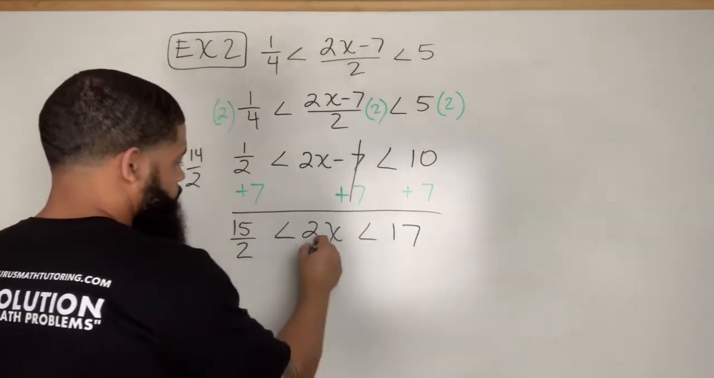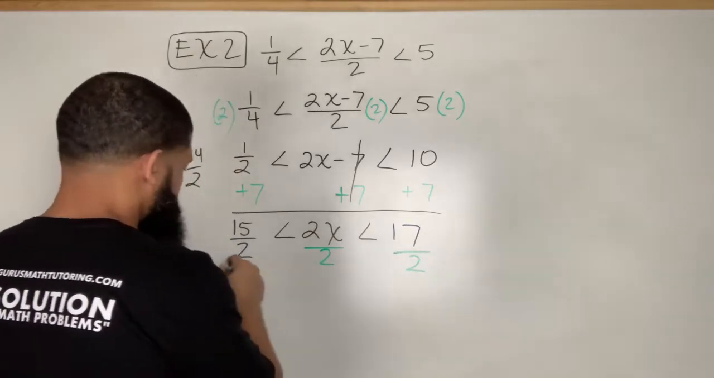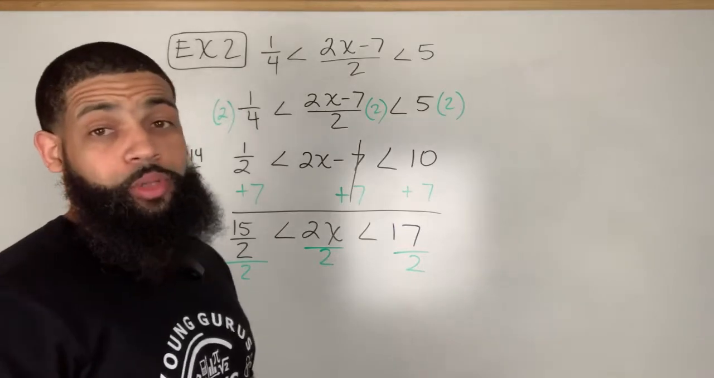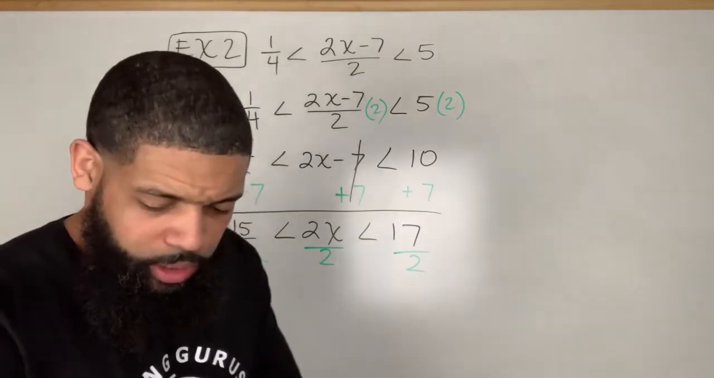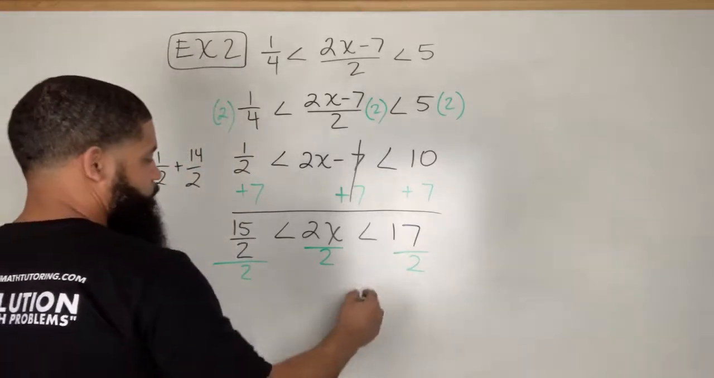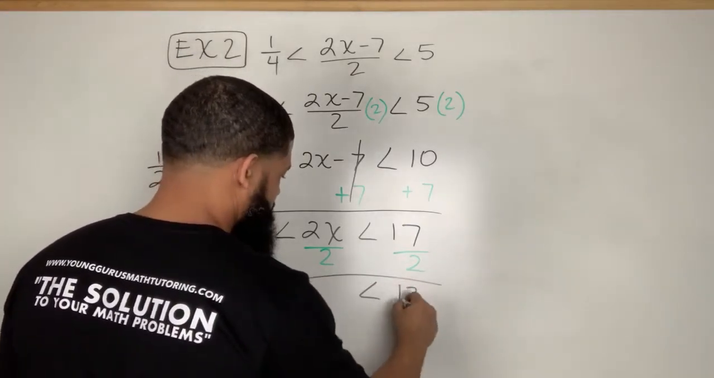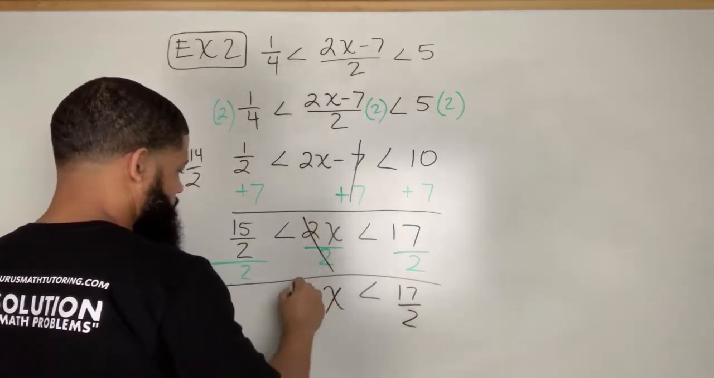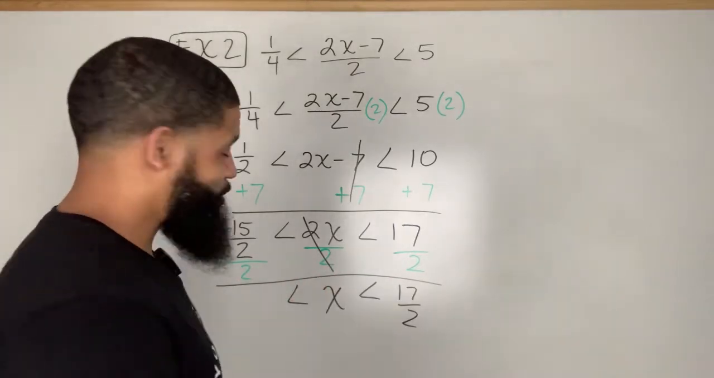So the opposite of multiplying by 2 is dividing by 2, because remember, whenever you see a coefficient right next to a variable, that means multiply. So here, let's do here first. So 17 over 2 is just 17 over 2. Here I'm going to have just x because those cancel. And then here, 15 over 2 divided by 2 is going to be interesting.